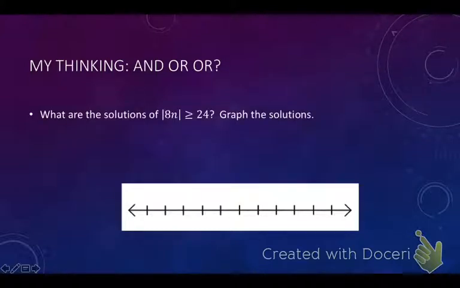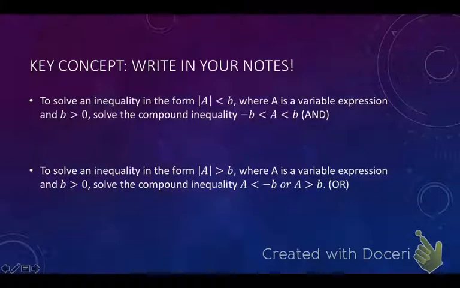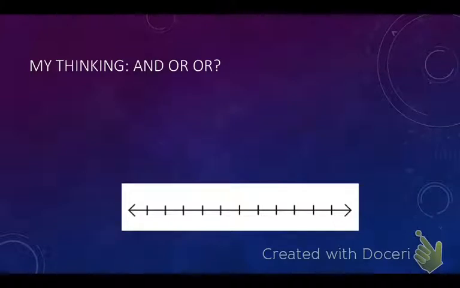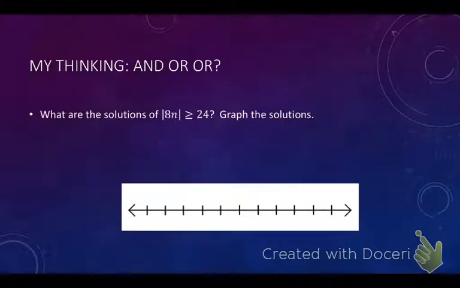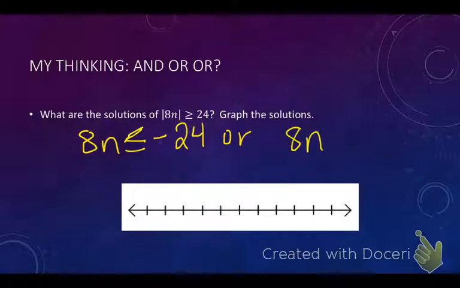Okay, so my thinking, and or. The first thing I'm going to look for is whether or not this is greater than or less than. Okay, it's greater than. So if I look back at my notes, greater than means that we use or. Therefore, what's inside, so 8n, is going to be less than or equal to negative 24, or 8n is going to be greater than or equal to positive 24.